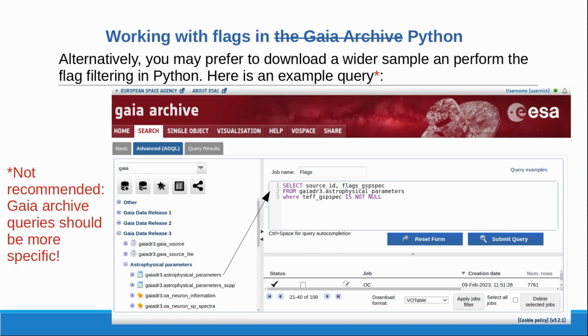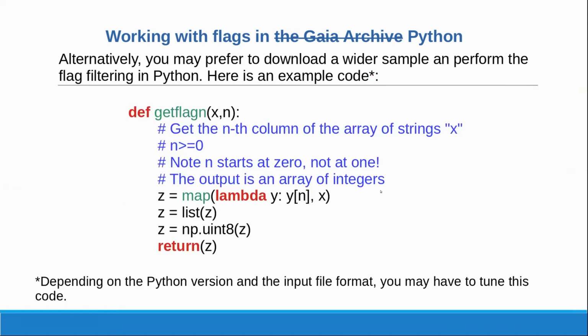Alternatively, but not recommended, you may want to download the full catalog, or at least the full list of flags, and then perform the filtering in Python. So you can download all the flags using this query here. It takes a few minutes and the output is a few megabytes, 700 megabytes. So it's possible for a computer to handle it.